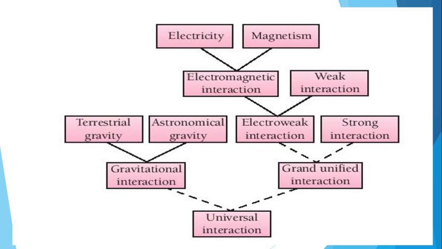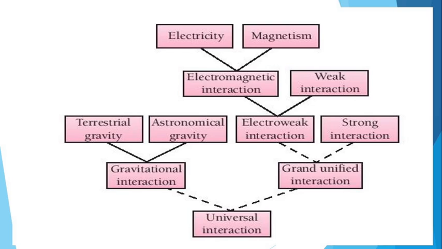Later on, these electromagnetic and weak interactions turned out to be different branches of a single electroweak interaction. So now we have two interactions. On one side, gravitational interaction, joined together by terrestrial as well as astronomical gravity. And now we have electroweak interaction. Electroweak interaction means electromagnetic and weak interaction joined together. And the third interaction is the strong interaction.